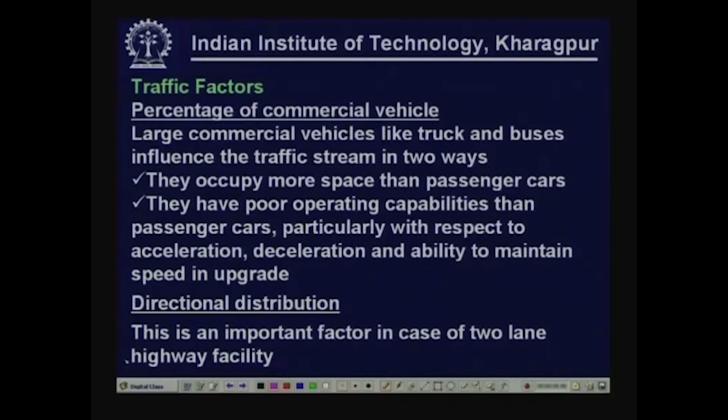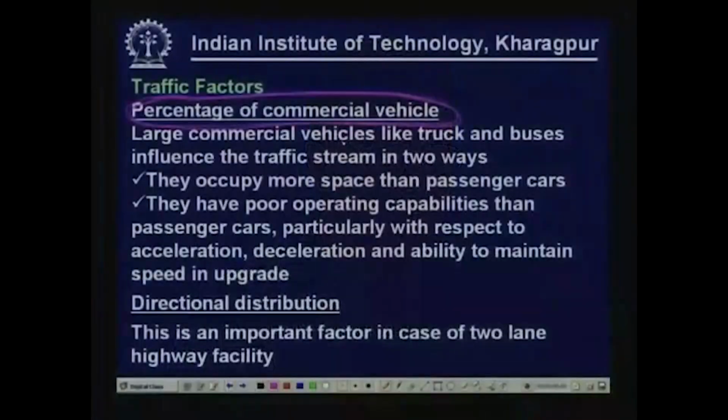There are traffic factors, a set of factors which again affect capacity, particularly the percentage of commercial vehicles. This is very important. The more the commercial vehicle percentage, the more the capacity is going to be affected. Larger commercial vehicles like trucks and buses influence the traffic stream in two different ways. First, they occupy more space than passenger cars, because they are bigger vehicles, but they are also distinctly different in terms of acceleration and deceleration capability. That is another major aspect why percentage of commercial vehicles affects capacity. They have poorer operating capabilities than passenger cars, particularly with respect to acceleration, deceleration and ability to maintain speed in upgrade conditions. So, that is why traffic factors are also important.